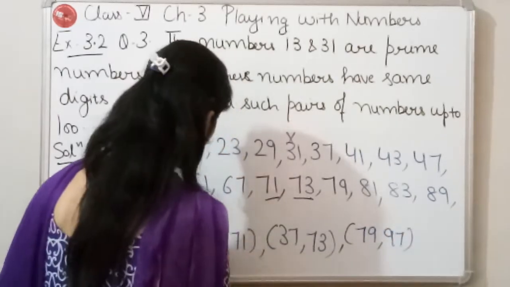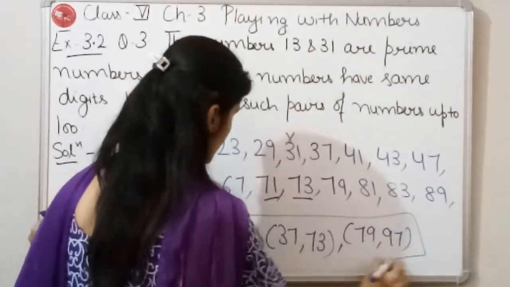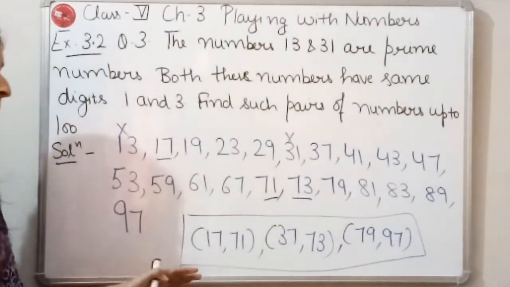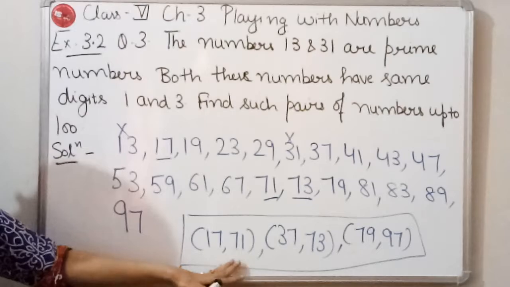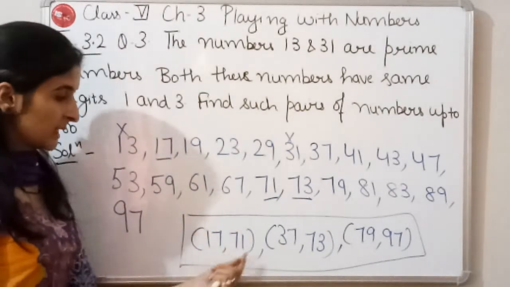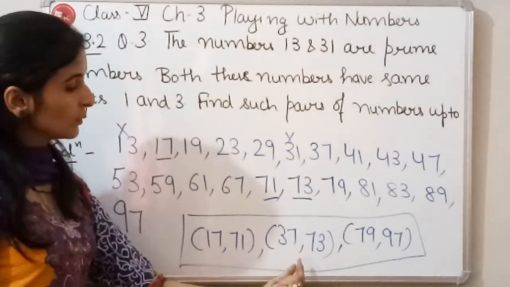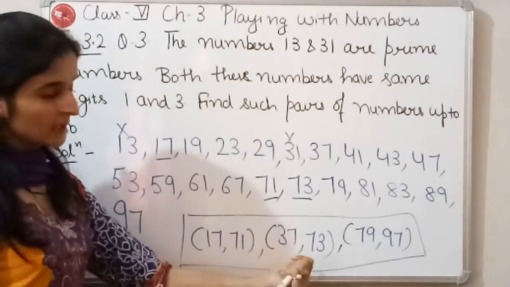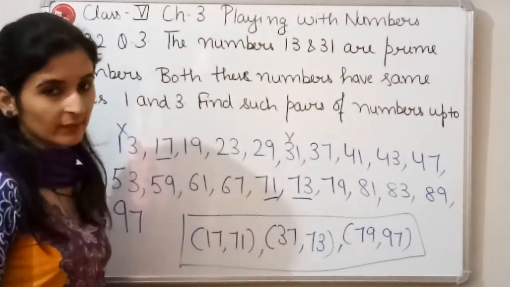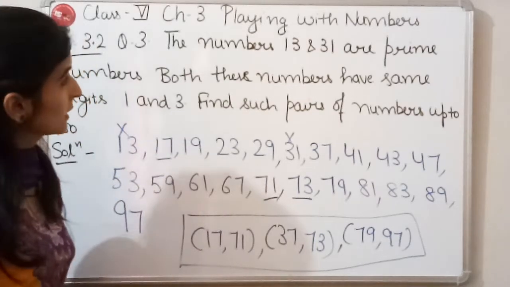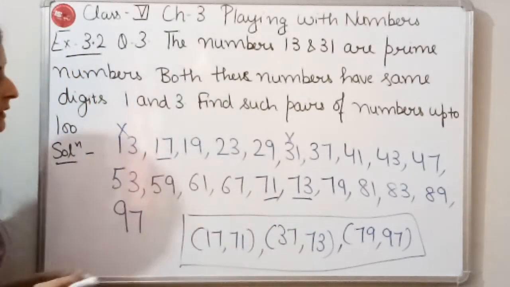Okay, so these are the pairs of numbers which are made by the same digits. 17 is made by 7 and 1. 17 and 71. 37 and 73, here we have used 3 and 7. 79 and 97, here we have used 7 and 9. So this was the solution of question number 3.